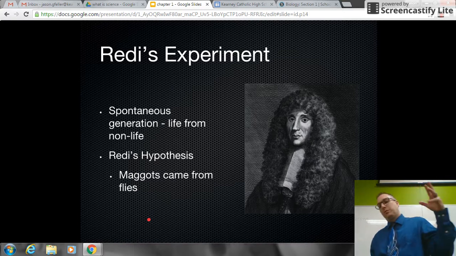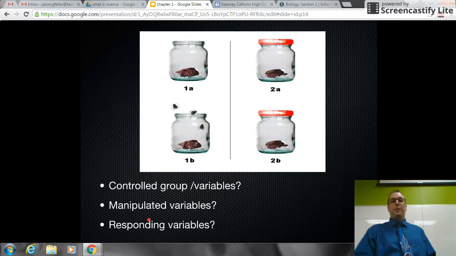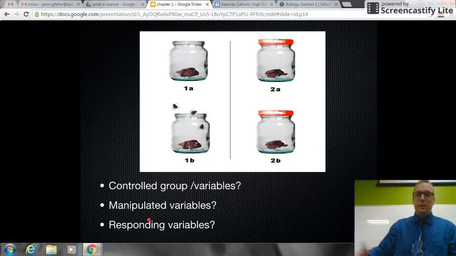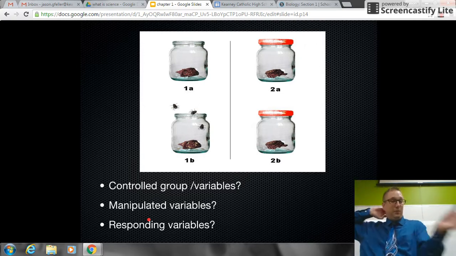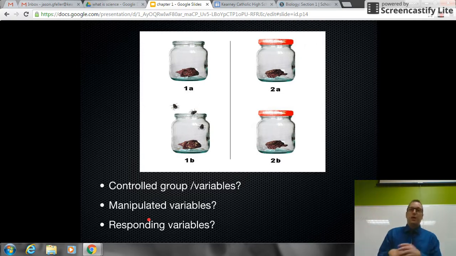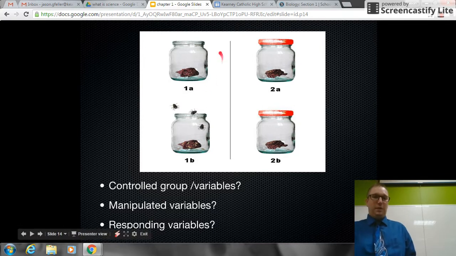I think the maggots come from the flies that get on the meat. And so he wanted to test that. So he thought up an experiment. He had 2 jars. One jar had meat in it, one jar had meat in it, and a cover on it. Now, he probably ran this with a bunch of different jars at a bunch of different times. Replication is a good thing to do. But to simplify it, we have a jar with meat and no lid, a jar with meat and lid.